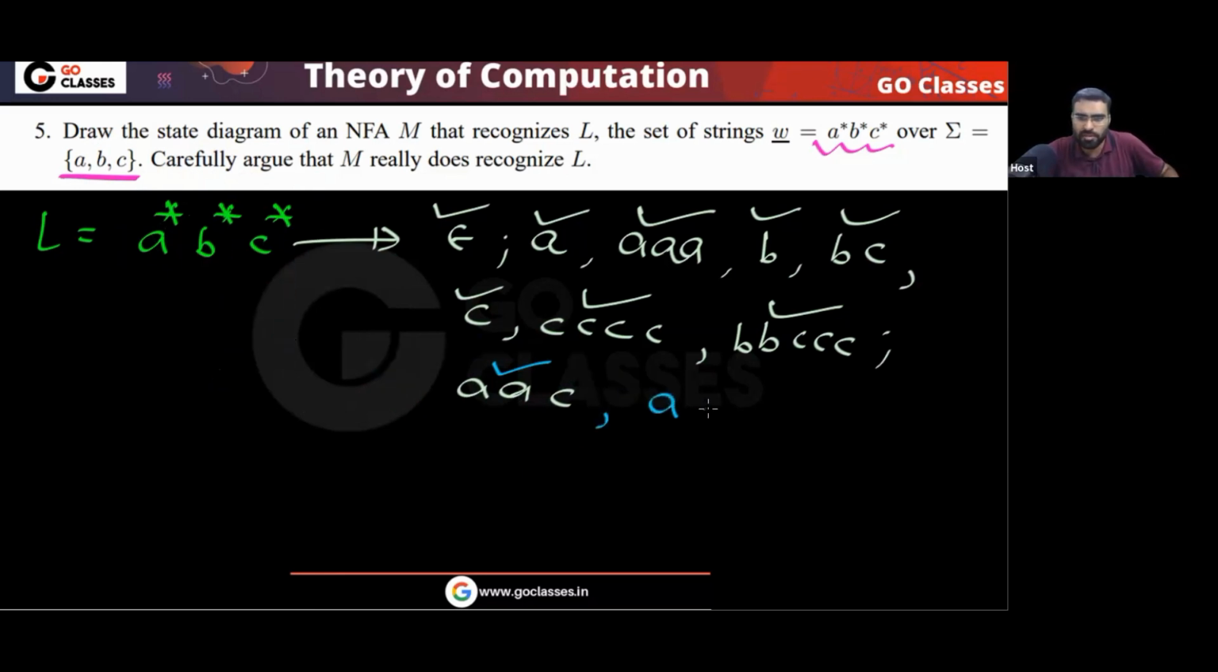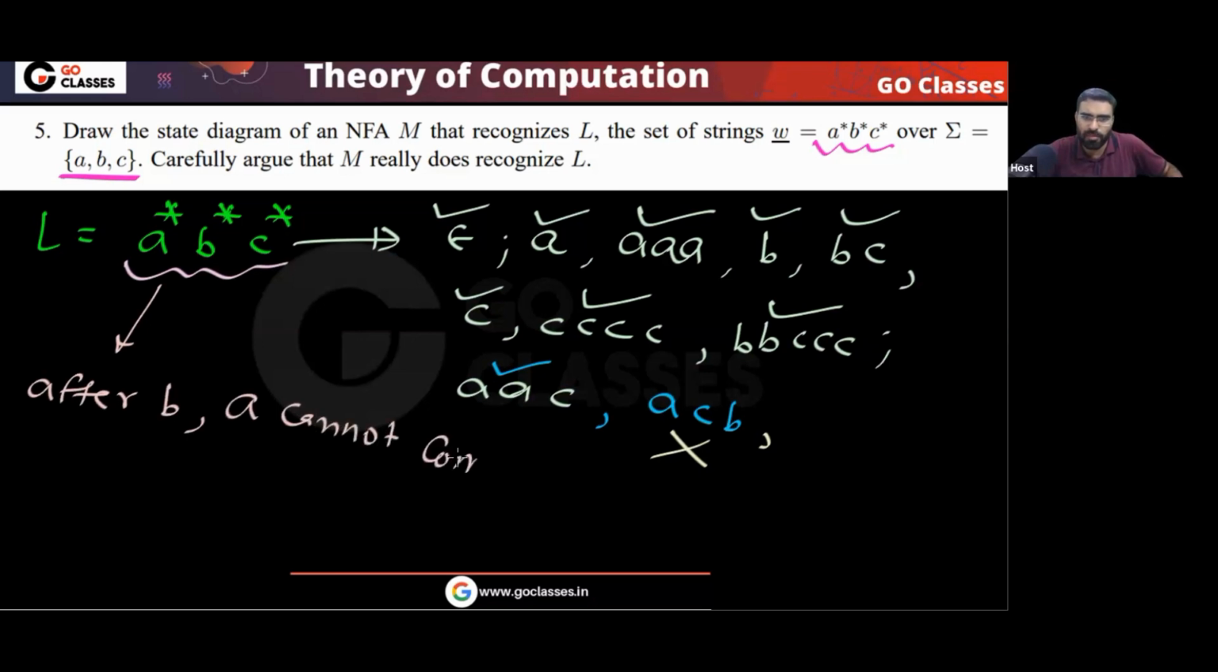What about this string? Should I accept this string? No, this string should not be accepted. After B, A cannot come. After C, B and A cannot come. If you notice in this language, what is happening? After B, A cannot come. Correct? Also, after C, A and B cannot come.